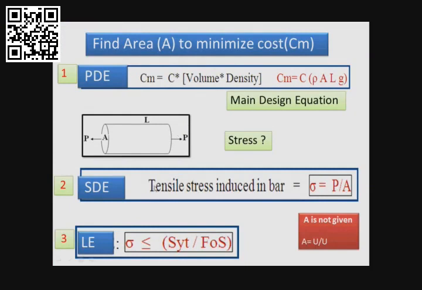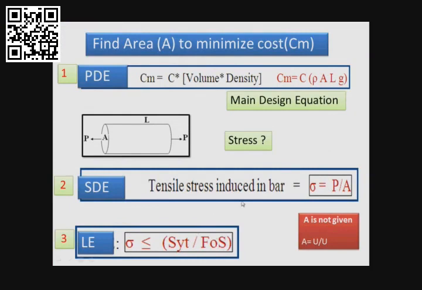Next is the secondary or subsidiary design equation. The stress induced in the bar is given by sigma equal to P upon A, where P is the load and A is the cross sectional area. And the third one is the limiting equation. Stress should be less than or equal to SYT upon FOS, that is yield strength upon factor of safety.